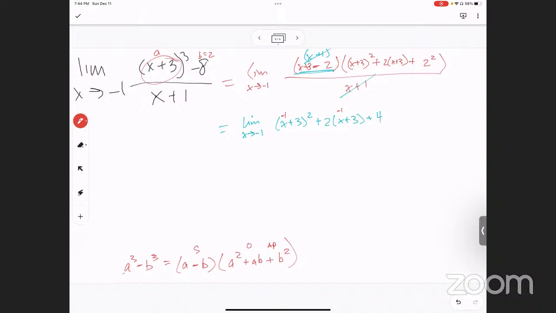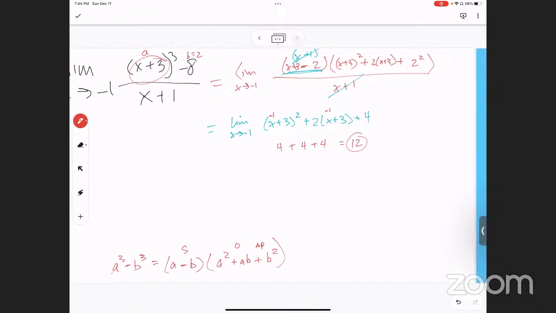So this is 2 squared, which is 4. This is 2 times 2, which is 4, and that's plus 4 at the end. So your answer is just 12. Oh, okay, that makes sense. That make sense?